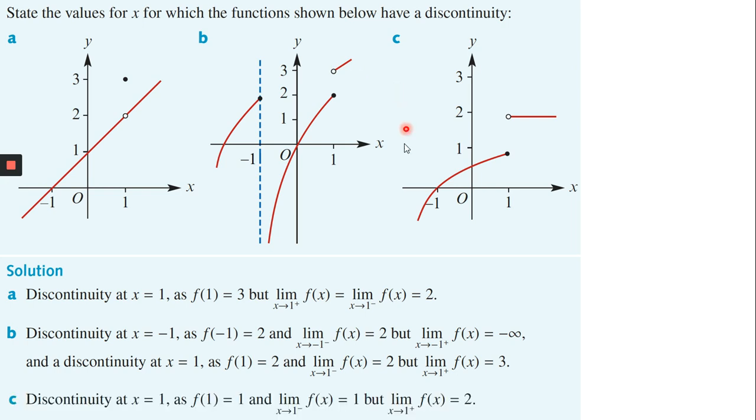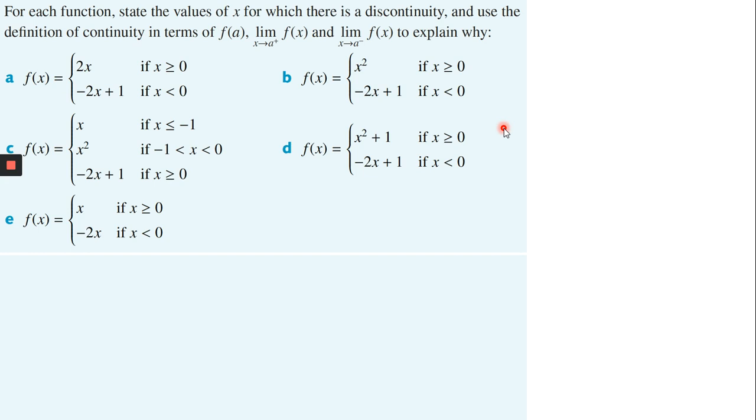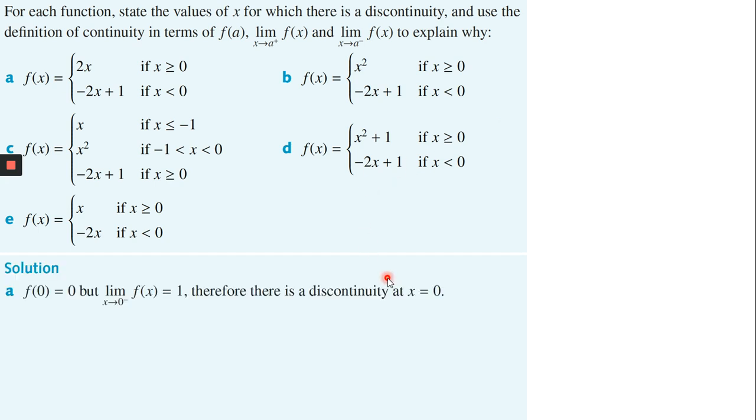Let's have a look at the third one. We've only got to look at the point 1. So at the point 1, the value is 1. As we approach it from this side, the value approaches 1. As we approach 1 from this side, the value approaches 2. Okay, so look at some really annoying ones there. A, B, C, D, and E.